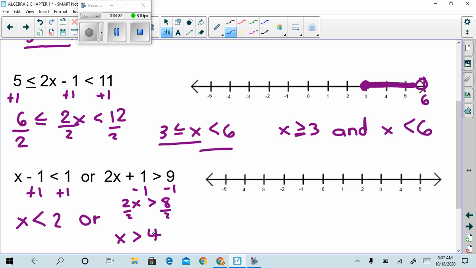So on my number line, I'll locate 2. This one is an open circle, and it says that x is less than 2, so that's shading everything in the less than direction. The second part says, let's put a circle at 4, and once again an open circle, and it's shading everything greater than, so it goes to the right. So in an or, you have your solutions going in opposite directions.